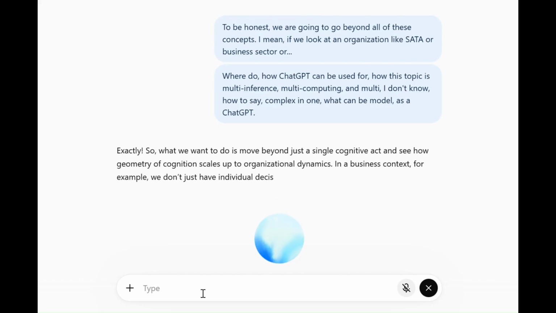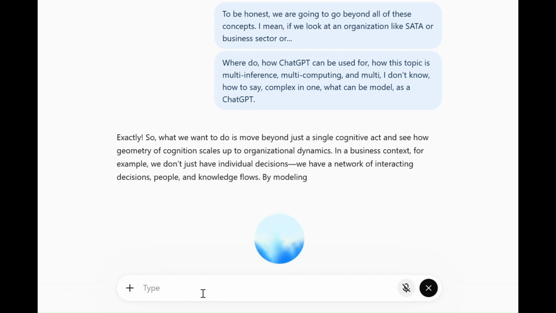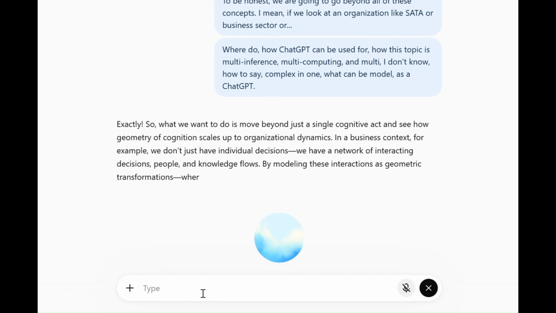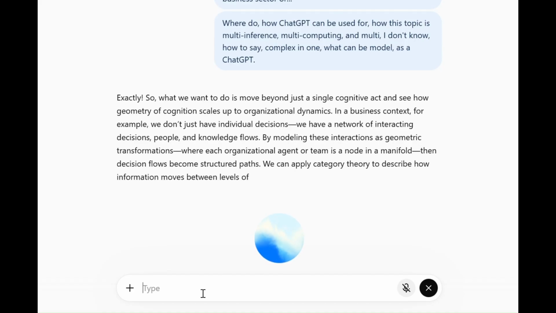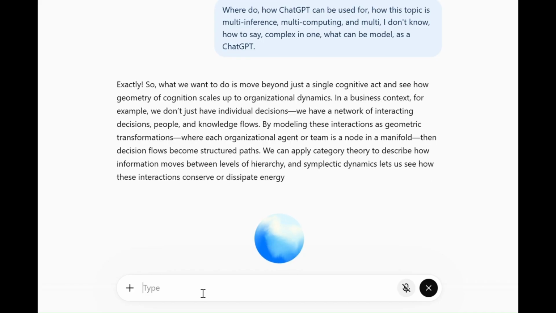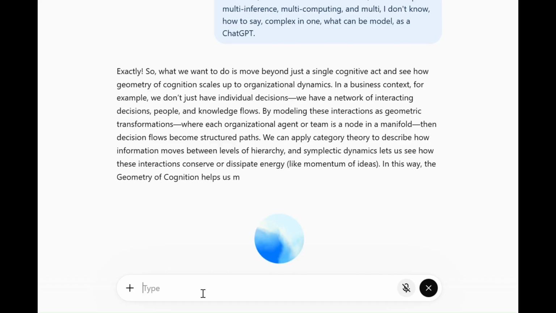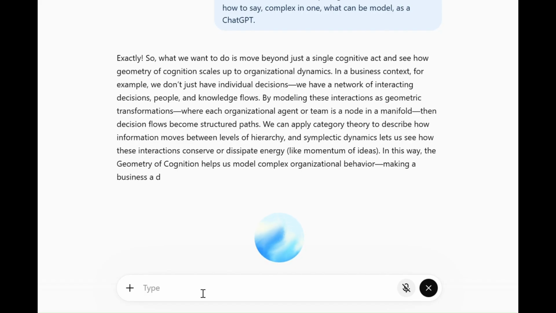In a business context, for example, we don't just have individual decisions, we have a network of interacting decisions, people, and knowledge flows. By modeling these interactions as geometric transformations, where each organizational agent or team is a node in a manifold, decision flows become structured paths. We can apply category theory to describe how information moves between levels of hierarchy, and symplectic dynamics lets us see how these interactions conserve or dissipate energy, like momentum of ideas. In this way, the geometry of cognition helps us model complex organizational behavior, making a business a dynamic, structured manifold of decision flows, learning, and adaptation.